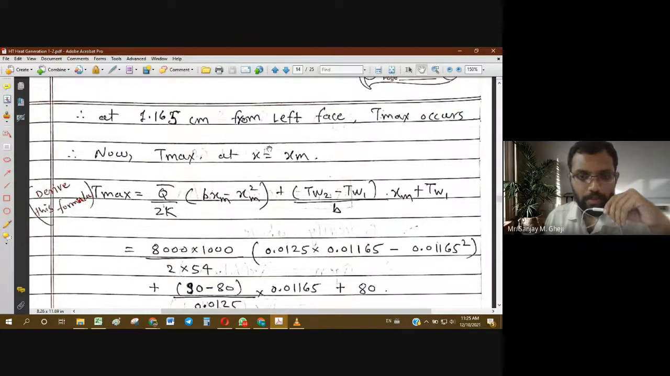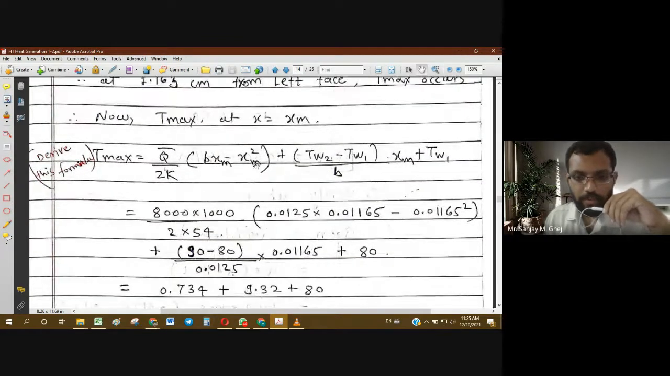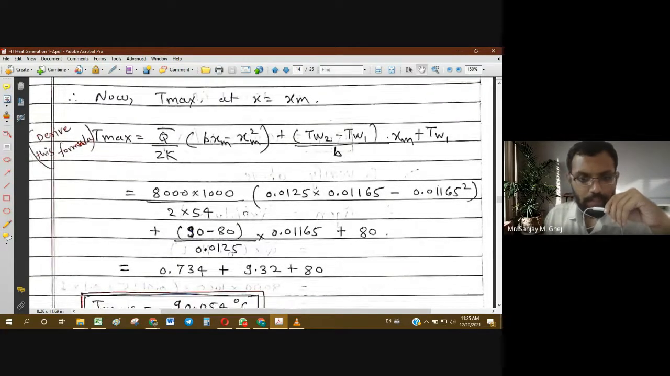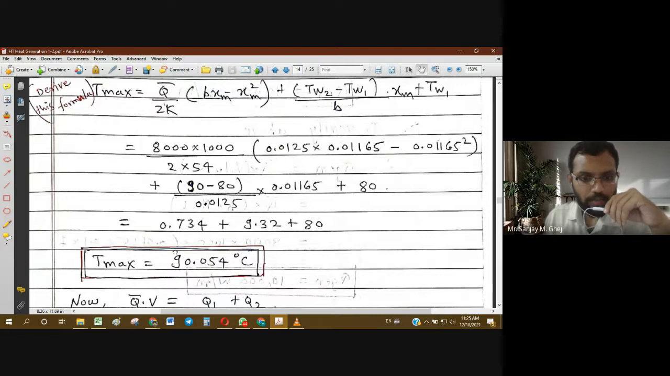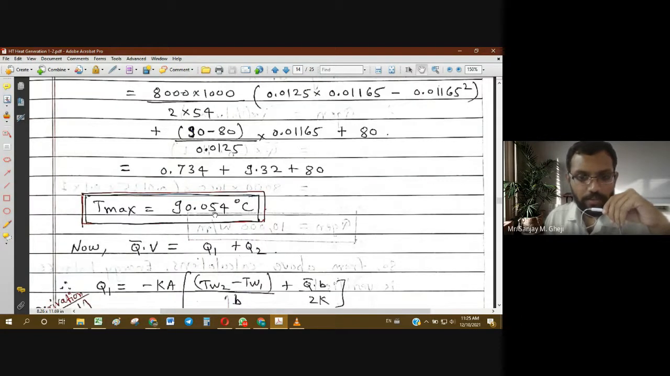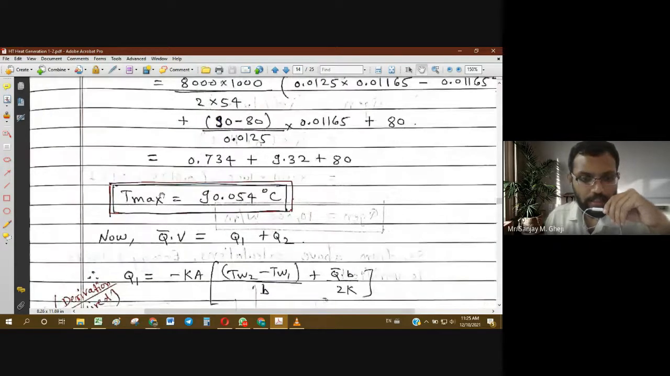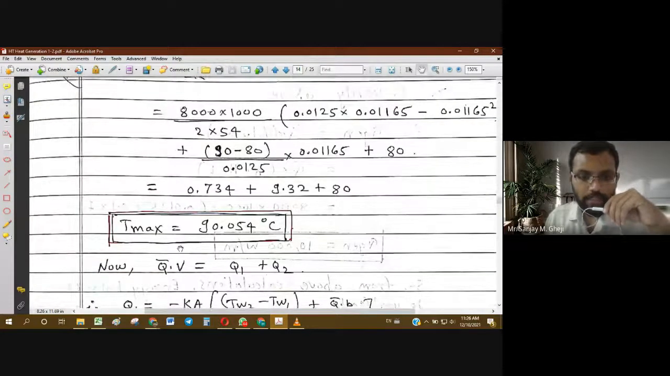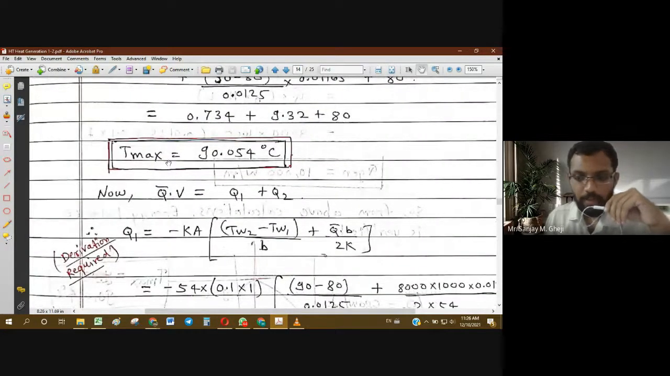Xm we have just obtained. This is in centimeters, but for calculations put in meters. So put in all the values in SI units. So you get T max equal to 90.054 degrees Celsius. So this is the maximum temperature value, and its position is at 1.165 centimeter from the left face. So first part is over.